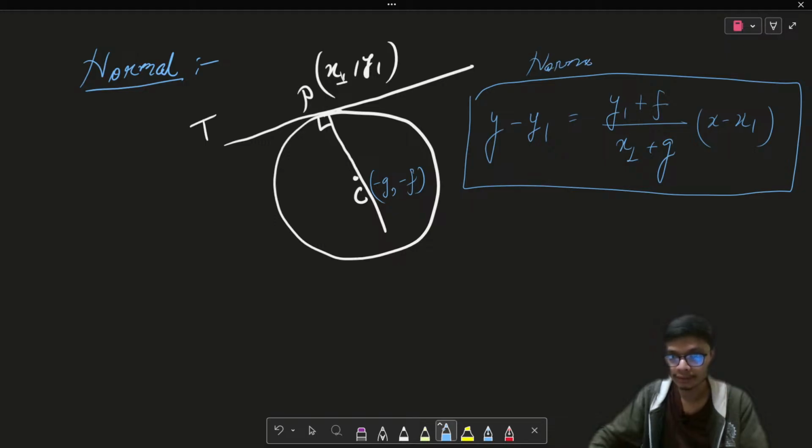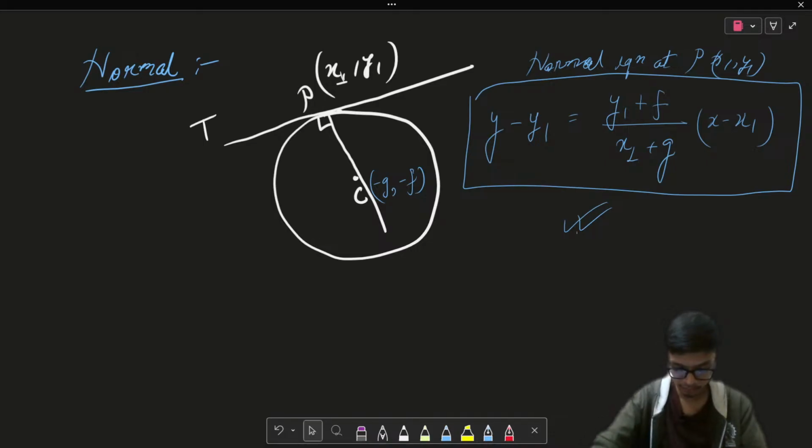So the normal equation at this point P, which is given as x1 comma y1. Okay. So this is how we can easily formulate the equation of the normal. So I hope this is clear to all of you, right? So with this we can move towards solving questions.